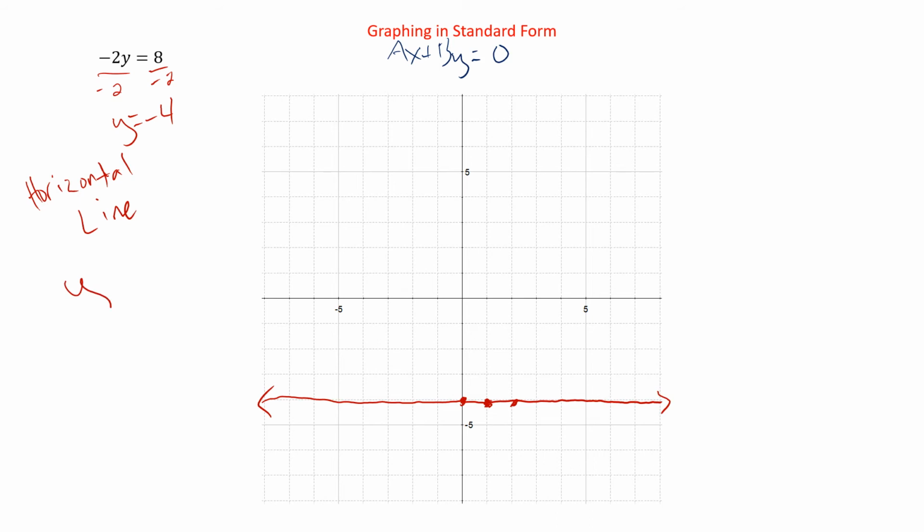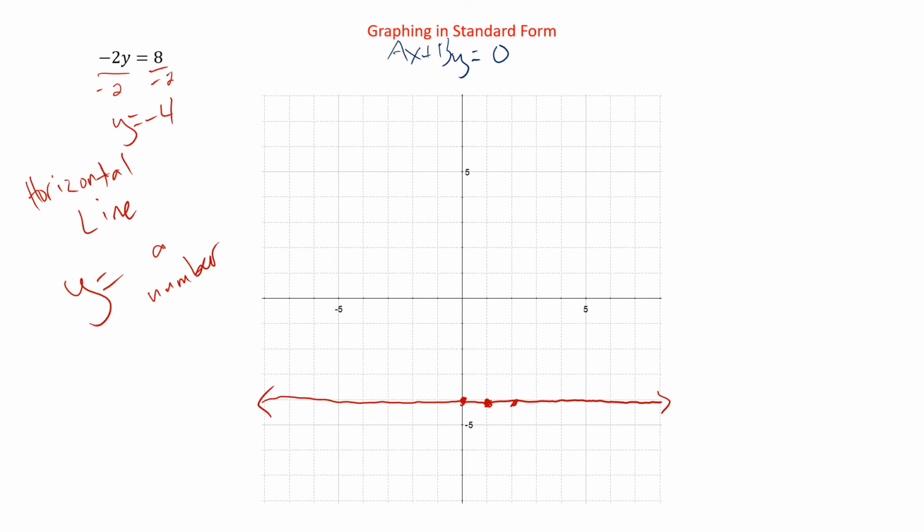And that happens when you have y equals a number with no x's in it. And that doesn't matter if it's standard form or slope-intercept form or anything. Like technically in slope-intercept form, this would have a slope of 0, which is a horizontal line. All right, so that's when a equals 0.